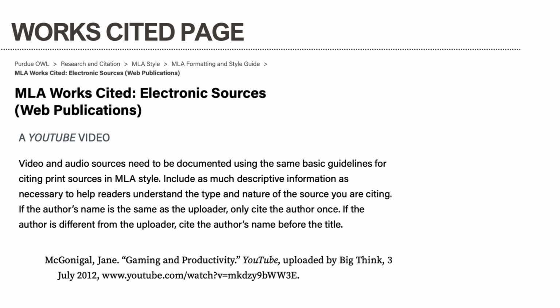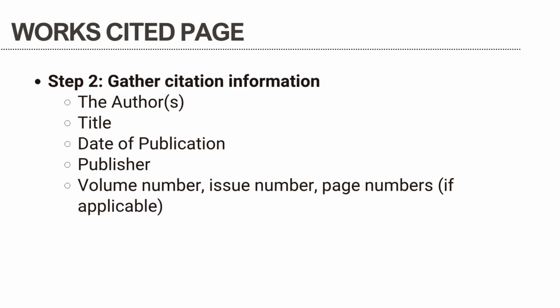There's examples there too. The second step, after you figured out what type of source it is and you locate it on that online style guide, you have to gather the citation information. So who are the authors, what's the title, date of publication, publisher. If it's an online article from a scholarly journal, you must find the volume number, the issue number, page numbers if applicable, right? Those pieces of information, you will need all of it.